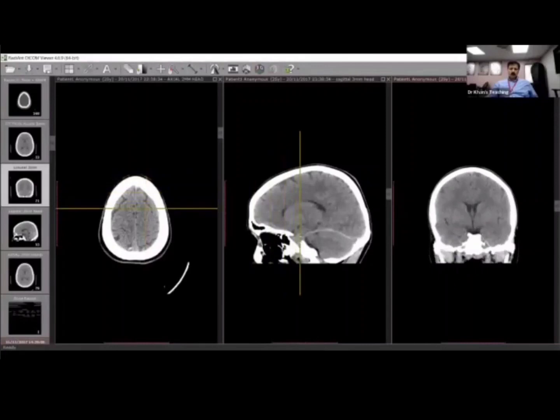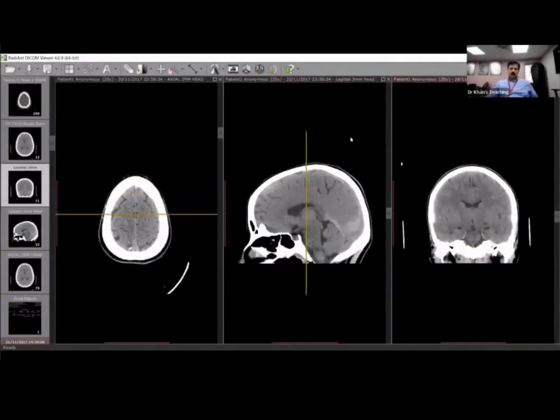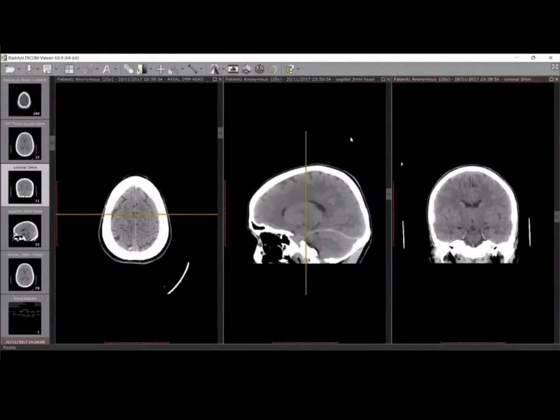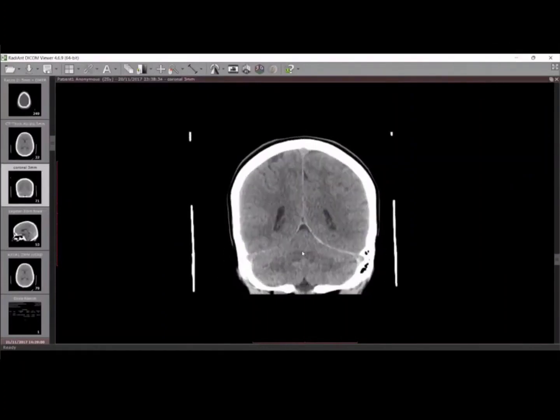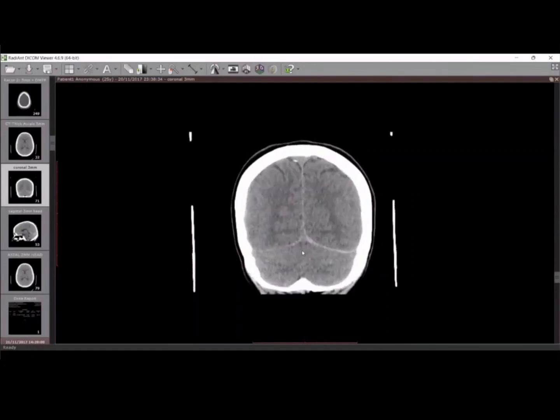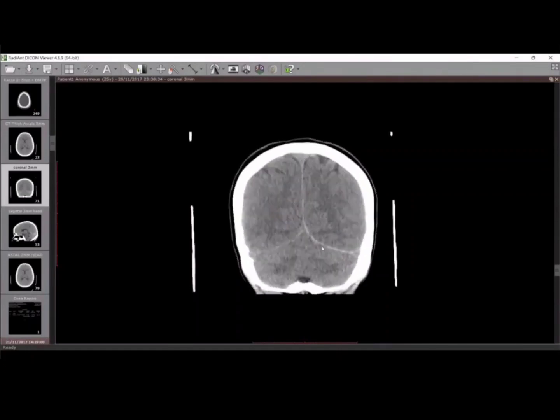So, whatever you want to see, what do you want to see, coronal or sagittal? I'll look first at the coronal because I'm not happy with the tentorium cerebelli. Okay. I believe this tentorium cerebelli, yes, this tentorium cerebelli is a bit hyperdense, and left more than right.